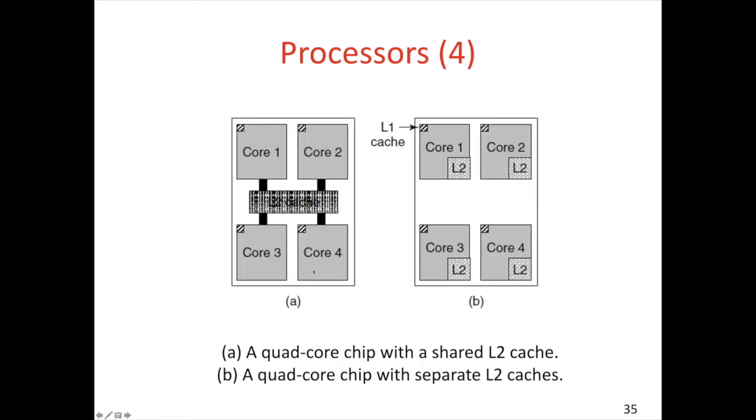In this figure, a quad-core chip with a shared L2 cache memory is shown. Each core has a corresponding L1 cache and there is a common L2 cache. Each gets instruction from the common L2 cache area. In this configuration, we have a quad-core chip with separate L2 caches in addition to the separate L1 caches.